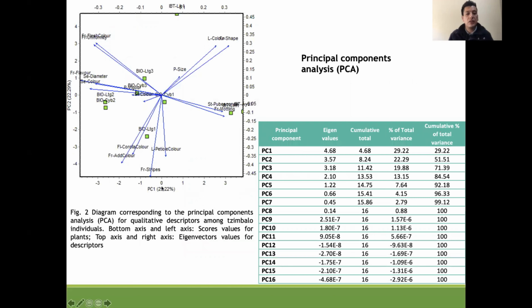Here we can see that the descriptors fruit stripes, fruit flavor, seed diameter, and fruit surface by additional color are qualitative descriptors that have higher eigenvector values, or relative contribution coefficients, which means that these can be useful for breeding purposes.